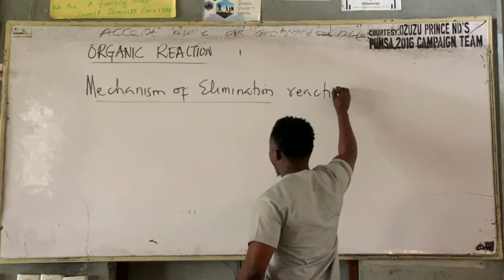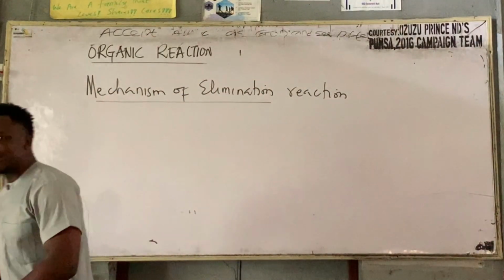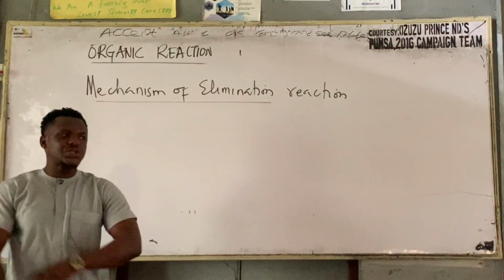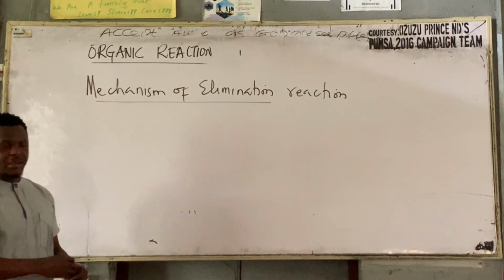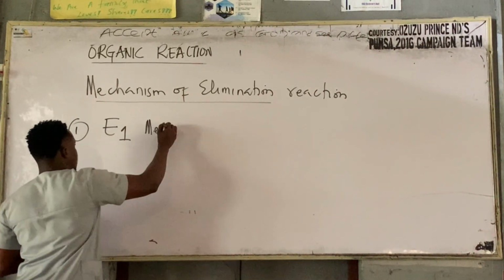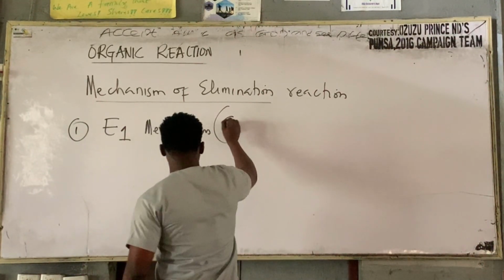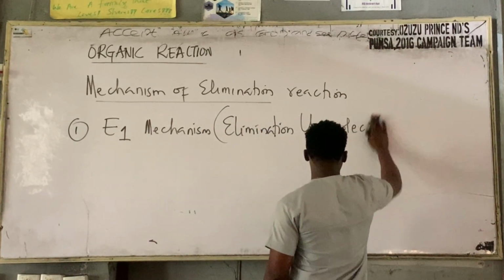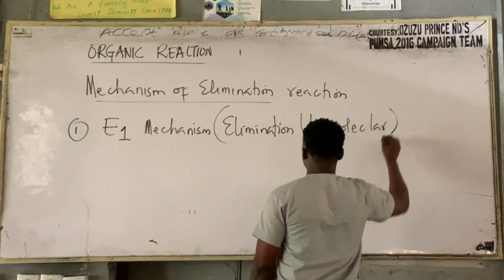Mechanism of elimination reaction. Please put this down. Elimination reaction has two mechanisms, namely, E1 mechanism and E2 mechanism.